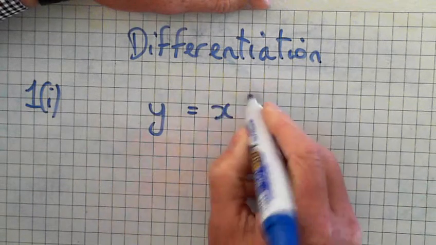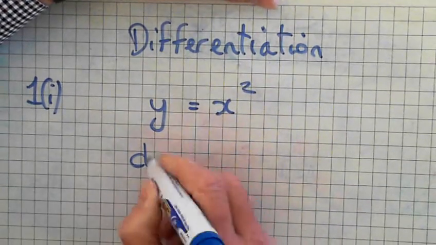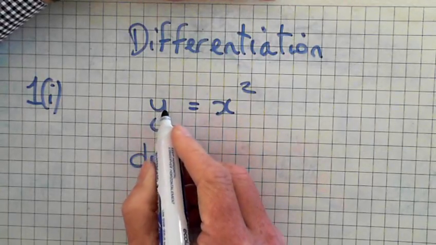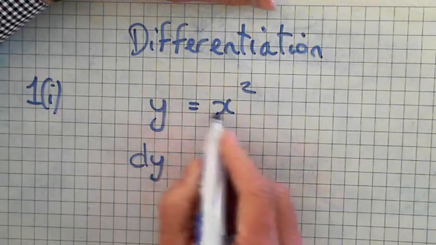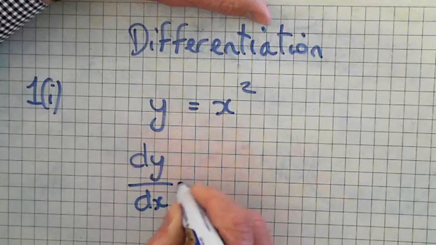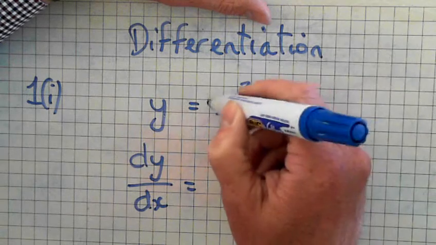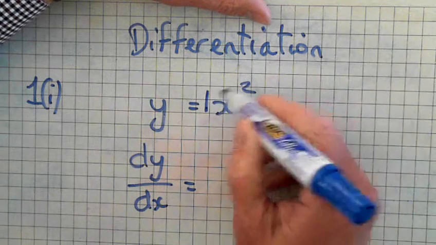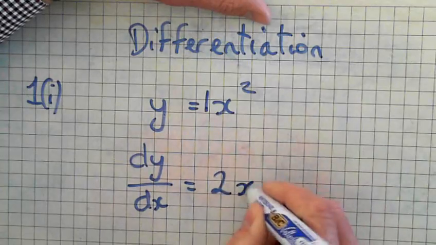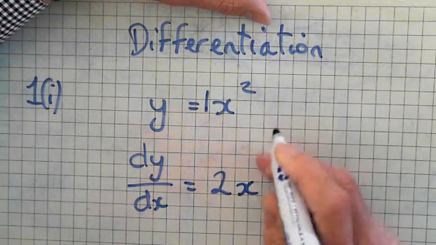So y is equal to x squared, so to differentiate, just look it up. dy/dx, so you're right, d means differentiate. So y is on top, x is on the bottom. Right, so you multiply the power times the number in front of the x. The missing number is 1. 2 times 1, that's 2. Write down the x, and then subtract 1 from the power. 2x to the 1 is the same as 2x.